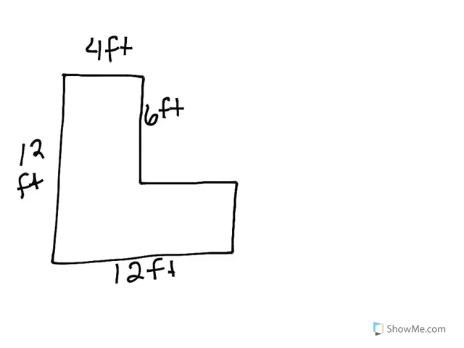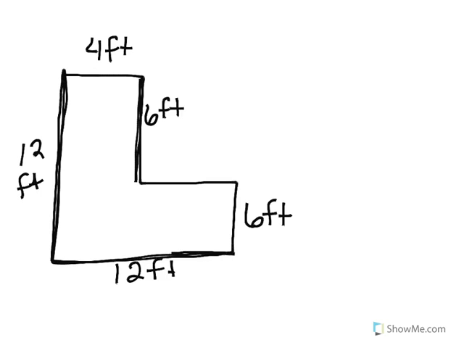If I know that this long side right here is 12 feet, and I know this one is 6 feet, then this opposite side over here has to be 6 feet as well, because 6 plus 6 equals 12. If I know that this bottom side is 12 feet and this top side right here is 4 feet, that means this last missing side has to be 8 feet right here, because 8 plus 4 equals 12.